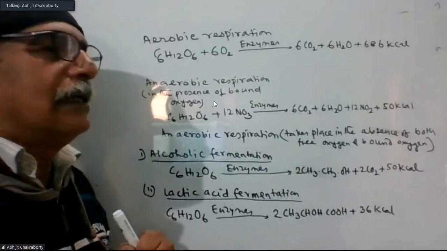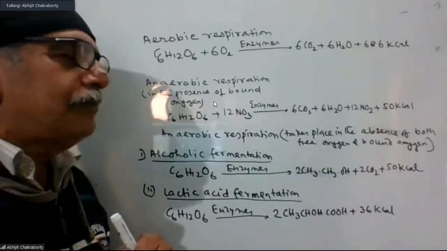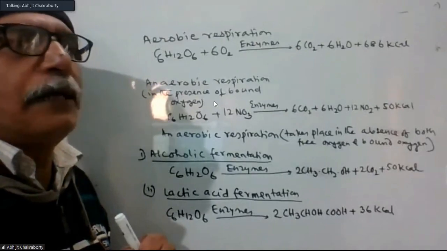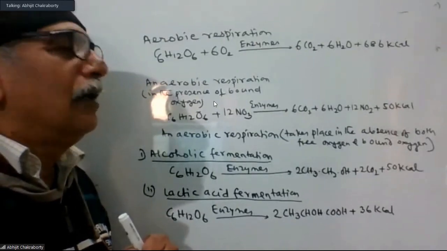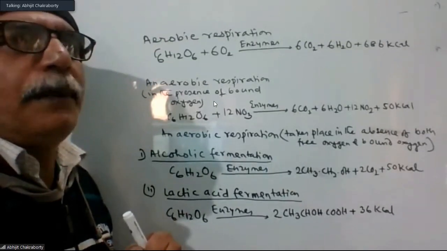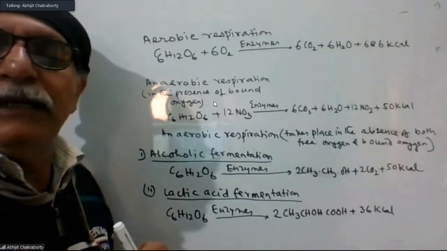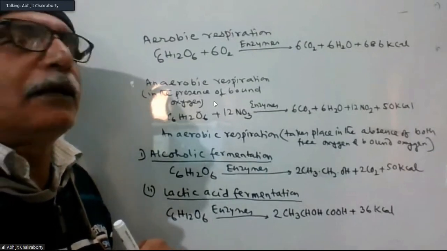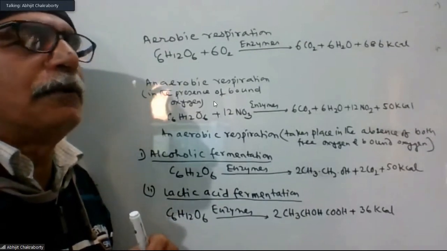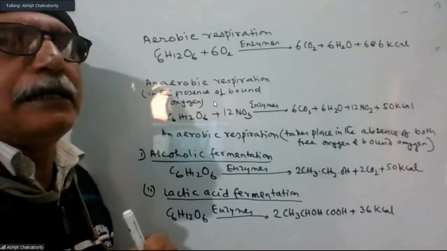In case of lactic acid fermentation, that will occur in our muscle also. Here, glucose gets partially oxidized to form two molecules of lactic acid with the partial release of energy. So, complete release of energy occurs only in aerobic respiration. In anaerobic type, either it occurs in the presence of bound oxygen or in the absence of free oxygen, whatever it may be, in both cases there is partial release of energy.